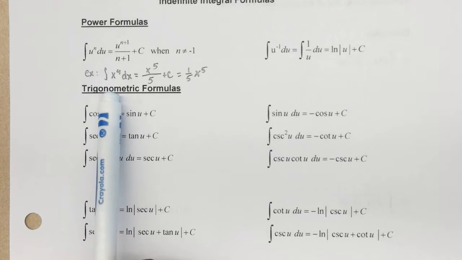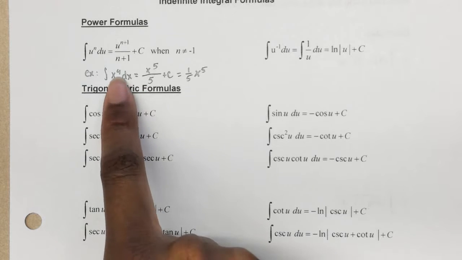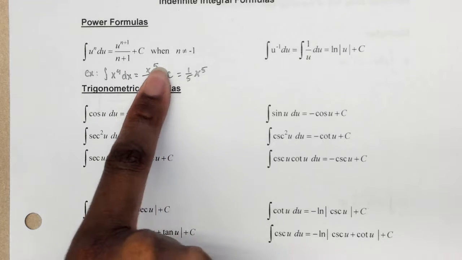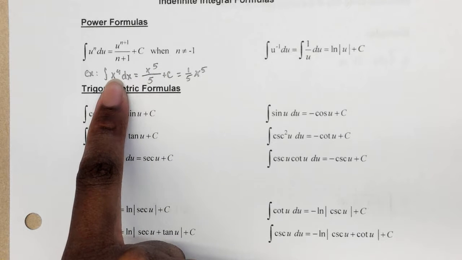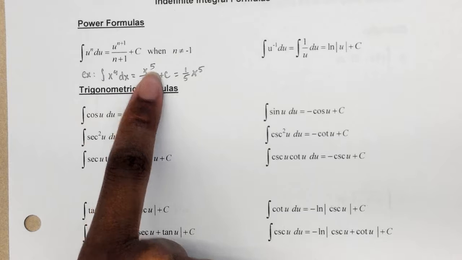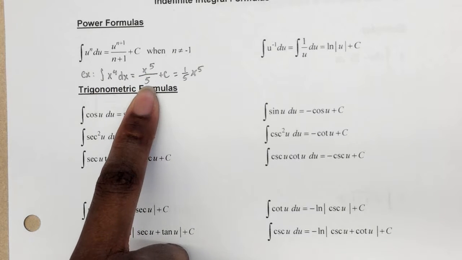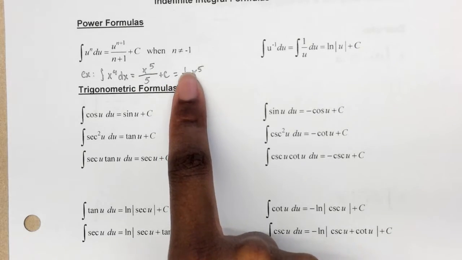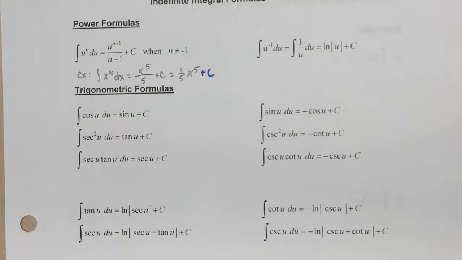I've given an example. So if I wanted to integrate x to the fourth dx, I add 1 to the exponent. That's how I get x to the fifth. And then I divide my coefficient by my new exponent. So my coefficient here is 1. Divide that by my new exponent, which is 5. So I get 1/5 x to the fifth plus c. Sorry, I left off the plus c piece of that.